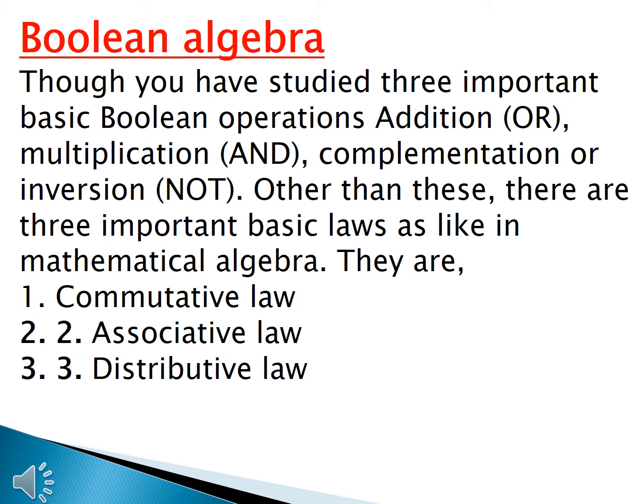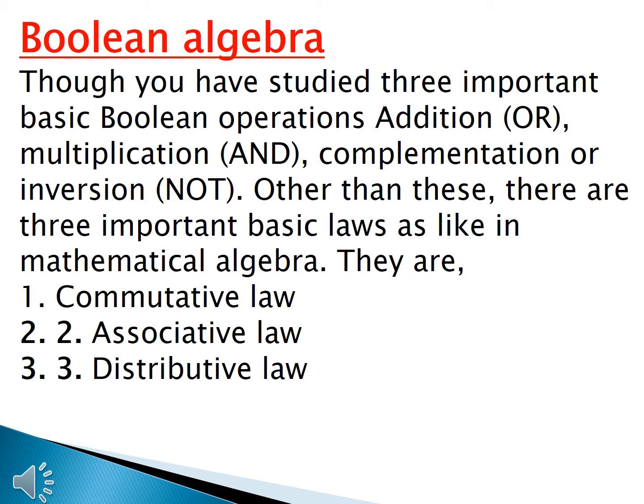All of you take page number 8. We take two inputs A and B for the OR gate, and we use the same gate for B and A. The outputs are equal, which means A plus B equals B plus A. This is the commutative law of addition.